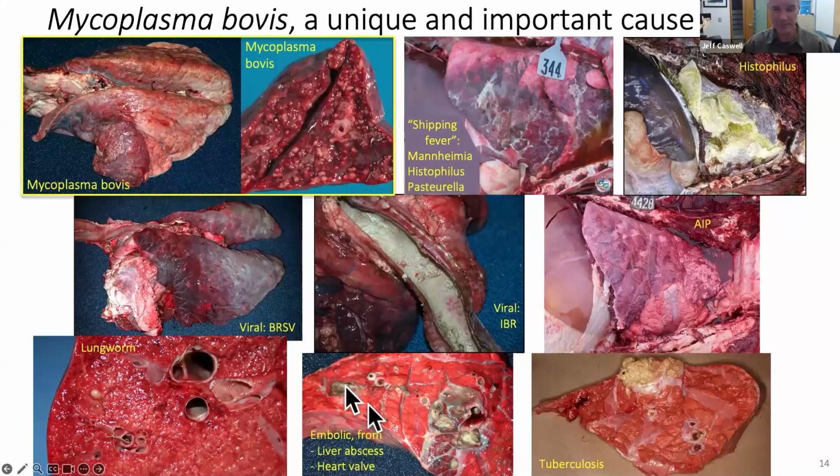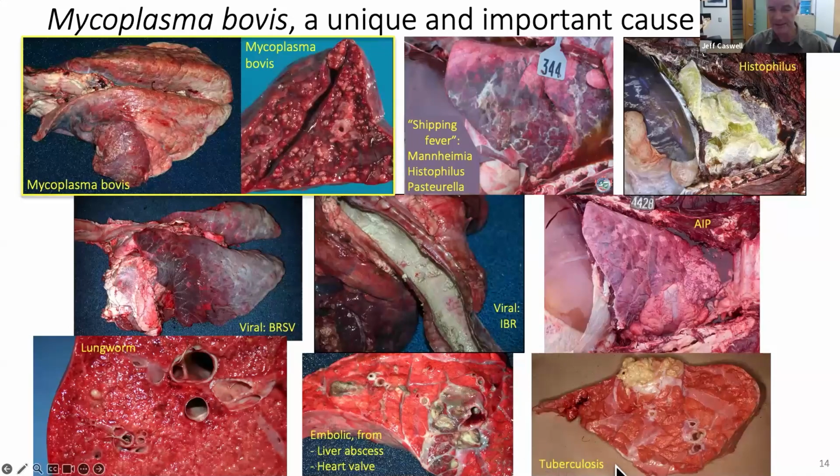This would be a so-called embolic pattern, so animals that have liver abscesses or have infections of the heart valve may have bacteria spread from these primary sites and reach the lung and cause little abscesses within the lung tissue.